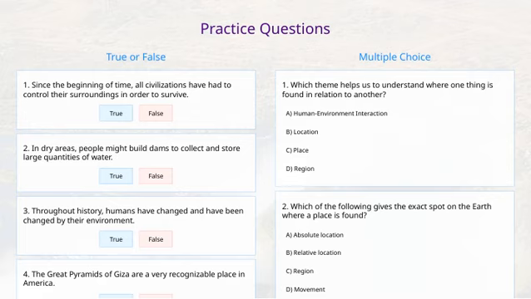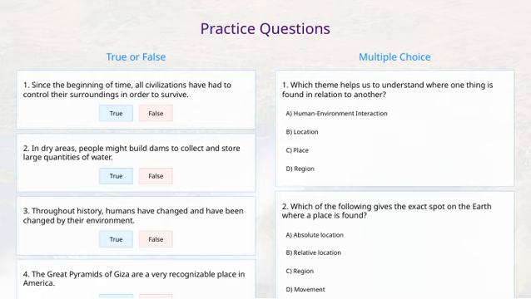The second question, which of the following gives the exact spot on Earth where a place is found? The choices are absolute location, relative location, region, and movement. The answer here is absolute location, since it pinpoints a place precisely, like using coordinates. The third question asks, which of the following is not one of the 5 themes of geography? The options are location, climate, movement, and region. Climate isn't one of the 5 main themes, it's more of a physical characteristic, so the correct answer is climate.